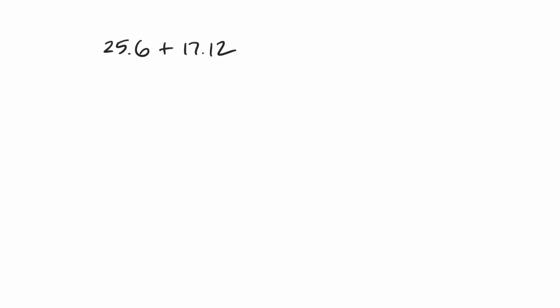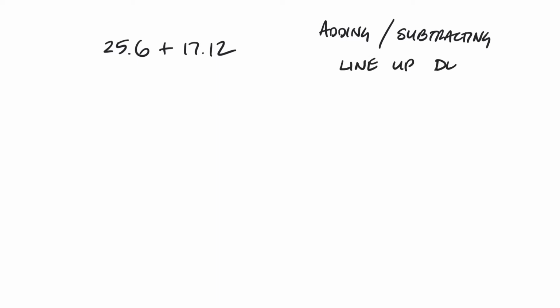All right, so we're going to be adding 25.6 and 17.12, or 25 and 6/10 plus 17 and 12/100. The way we do that is, when you're adding and subtracting, you're going to line up the decimal. Okay, so adding, subtracting, line up the decimal. All right, so we'll do that right now.